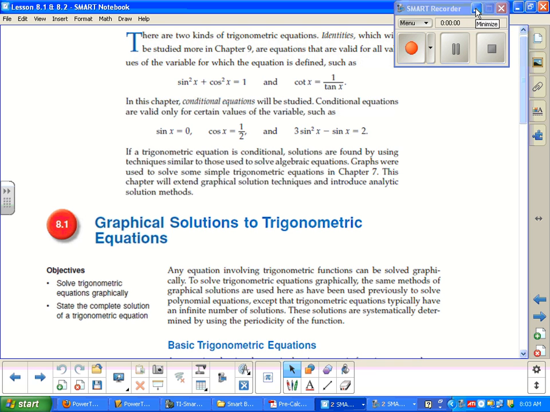All right, chapter 8, we will be looking at solving trigonometric equations for the most part.